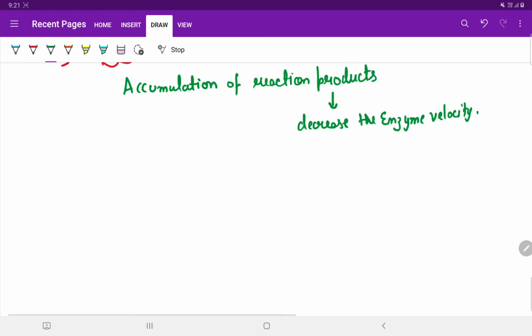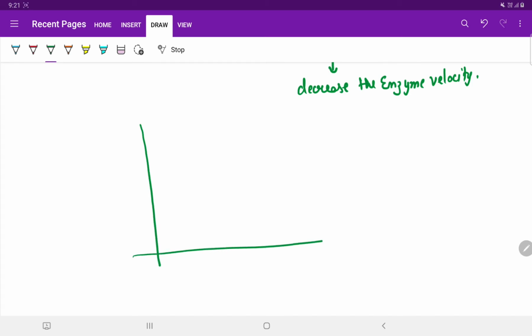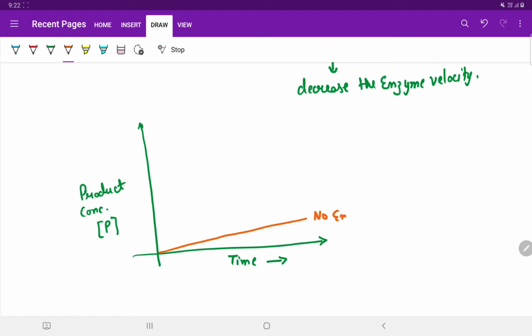In order to graphically represent it, we will have to consider a zero order reaction in which the enzyme activity does not depend upon the substrate concentration. If we plot a graph between time and product concentration, we obtain a typical graph like this, and students remember this is for the zero order reaction. A very small curve slope can be obtained in case of no enzyme. So, if no enzyme is present, the reaction will be like this.